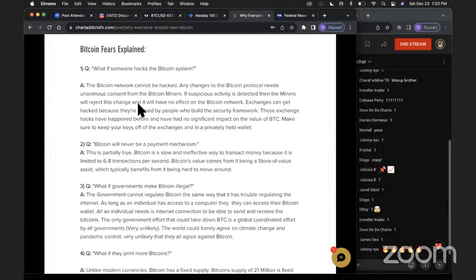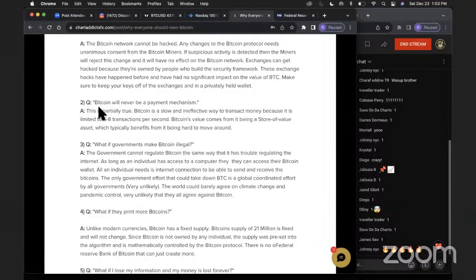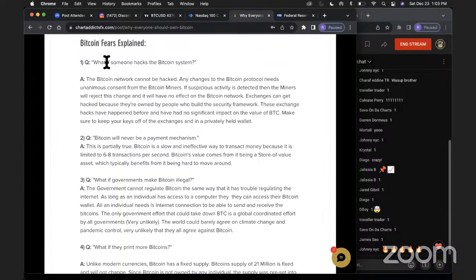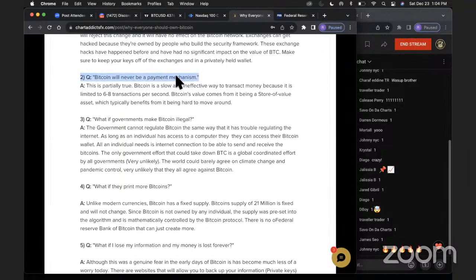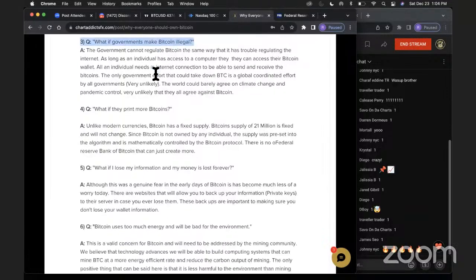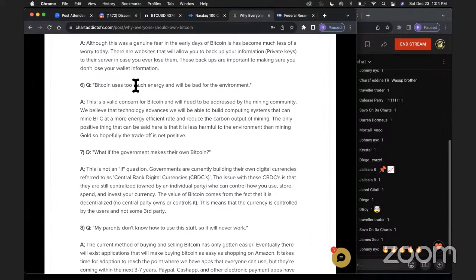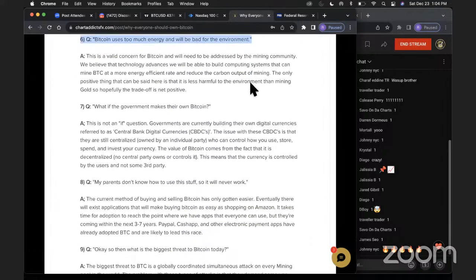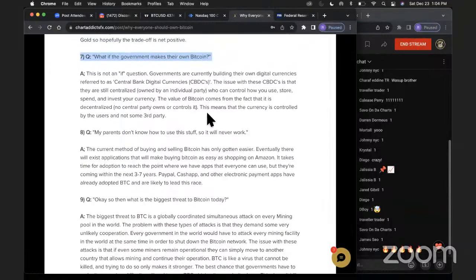All right. Here's all of the questions about Bitcoin explained. I know some of you guys are a bit more skeptical about Bitcoin. And so the questions that you would get from a very smart person would be: what if someone hacks the Bitcoin system? Bitcoin is never going to be a good payment mechanism. What if the government makes Bitcoin illegal? What if they print more Bitcoins? What if I lose my information and my money is lost forever? Bitcoin uses too much energy and is bad for the environment. What if the government makes their own Bitcoin? Right? So I address every single one of these piece by piece to really try and address the heart of why Bitcoin is the most dominant asset over the next 10 years.